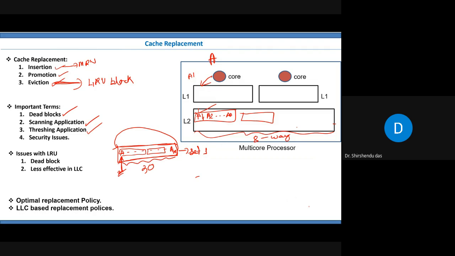Then security issues, which I am not discussing now. I'll discuss it at the end today. Security issues. This is a term I'm introducing for the first time in this course. So maybe quickly I'll tell you what security issues means.